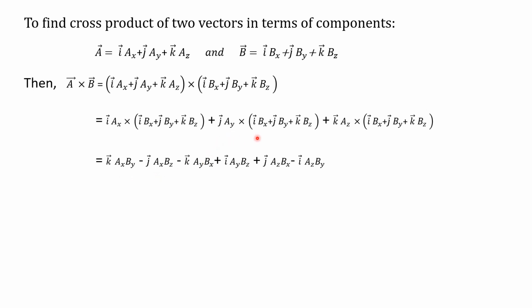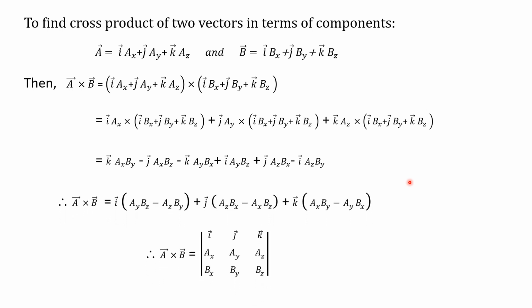Similarly, the second term we simplify. j Ay cross i Bx. j cross i is in the anti-clockwise direction, that direction we write here. j cross j is 0. j cross k is i. Therefore, it is minus k Ay Bx plus i Ay Bz. This is the result of the second term.